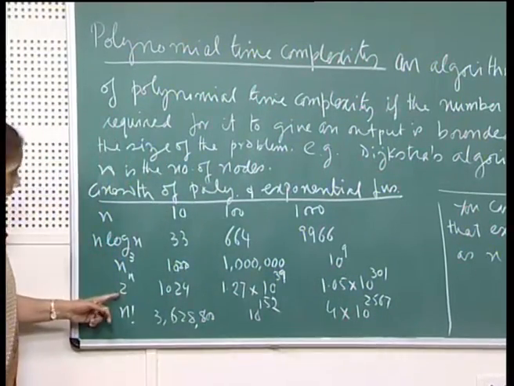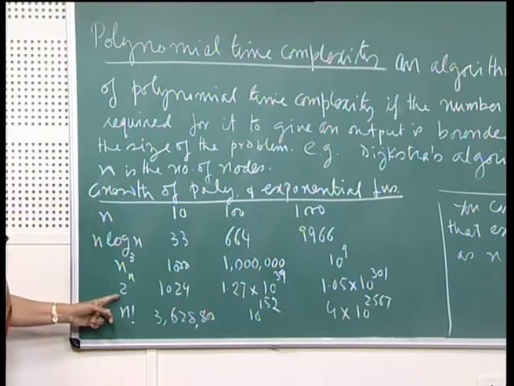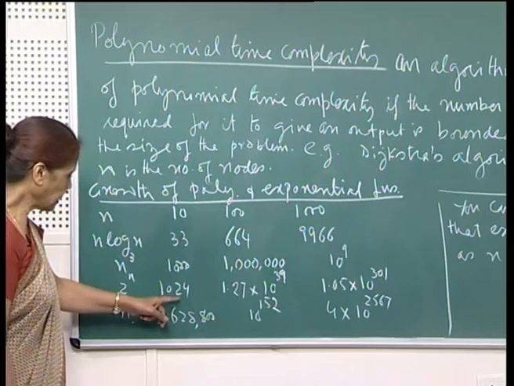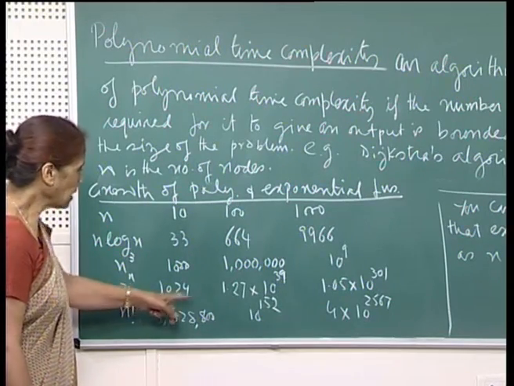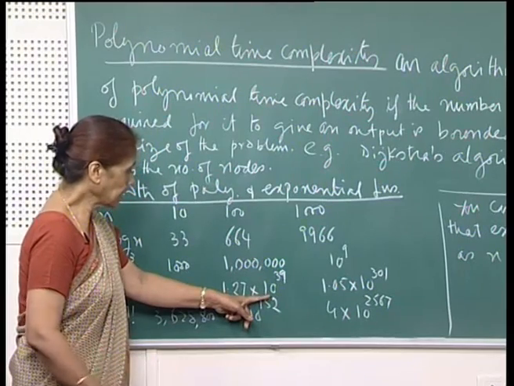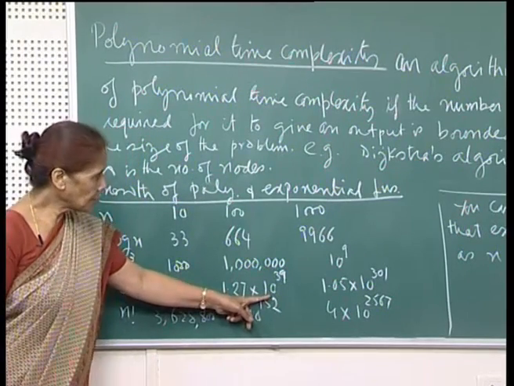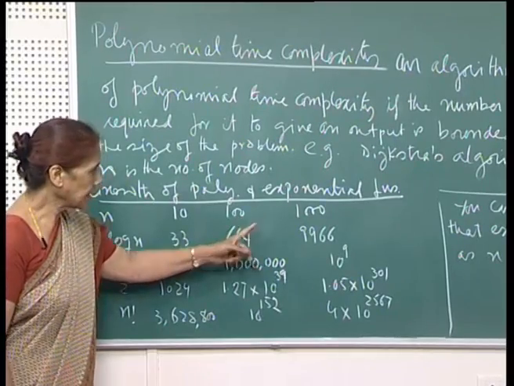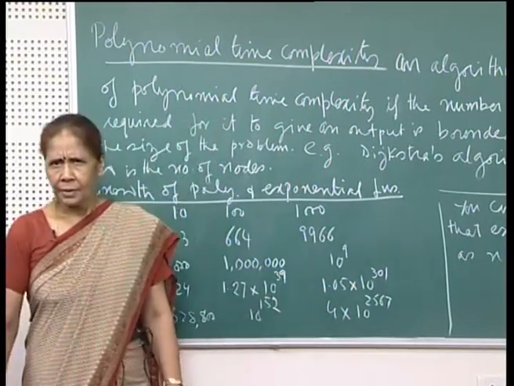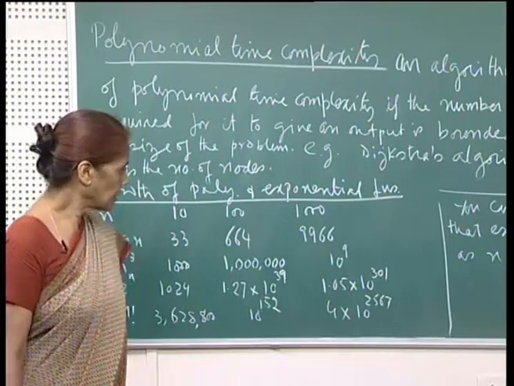But if you look at 2 raised to n, which is an exponential function because n is in the exponent, then for 10 itself this number is 1024, but then immediately the number becomes of the order of 10 raised to 39 for n equal to 100, and for n equal to 1000 this is 10 raised to 301, which is a phenomenally big number, right.